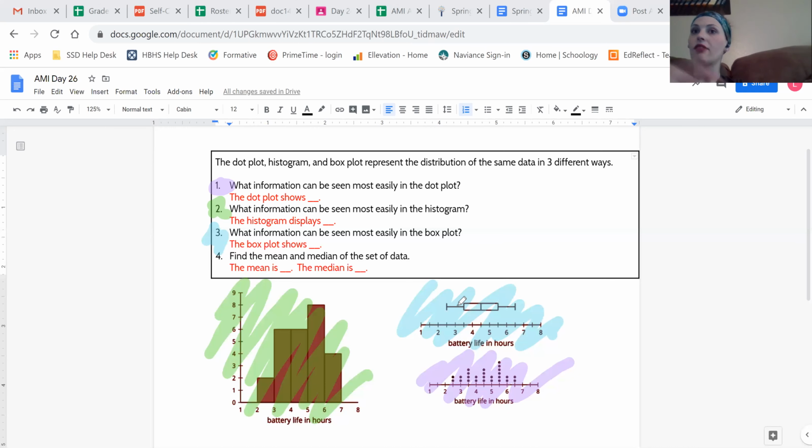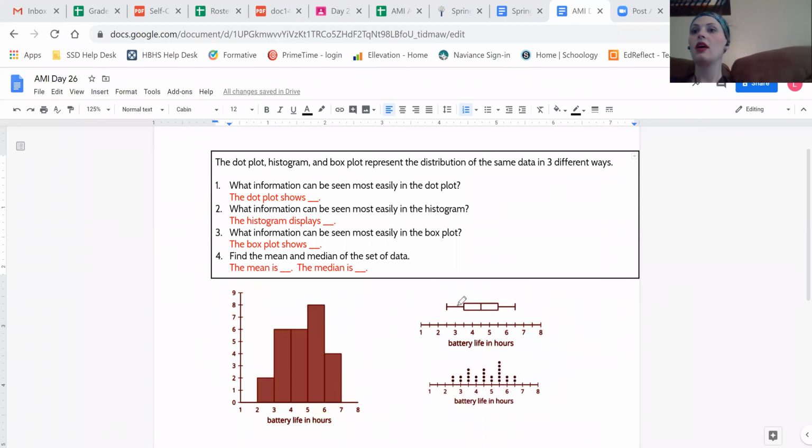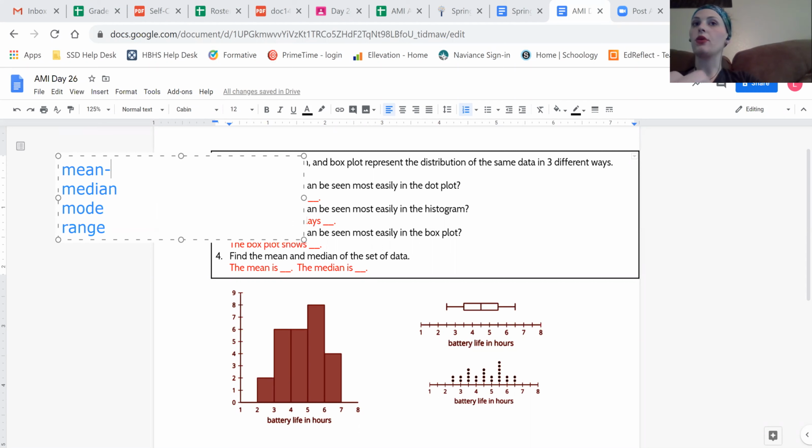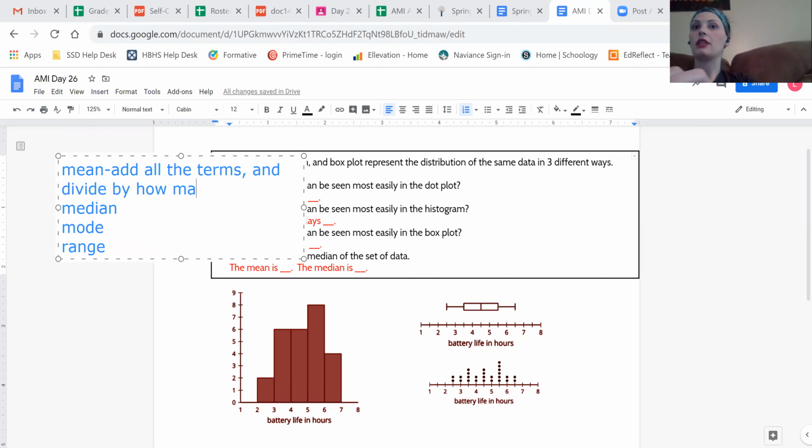Some math terms that I'd like for you to know. I'm going to erase some of this, okay? So math terms that you might need to know are, let me type this up, the mean, median, mode, range, okay? So the mean is the average, or if you were to add all the terms up, and divide by how many terms there are.